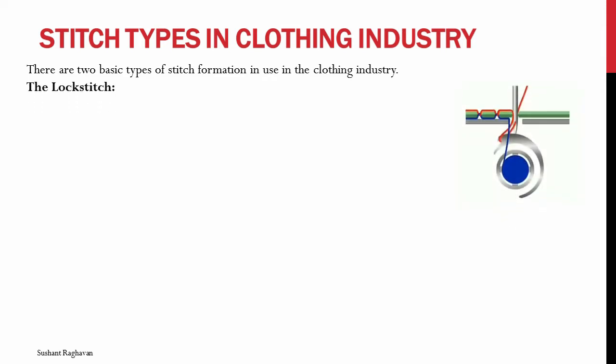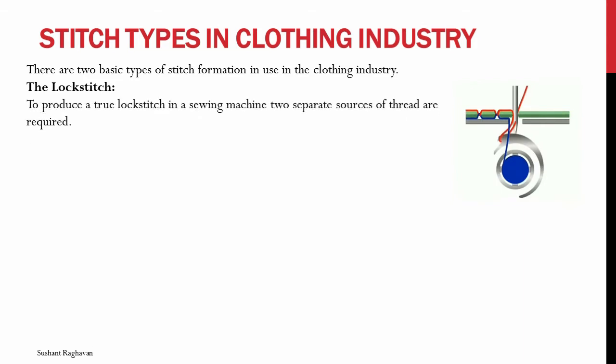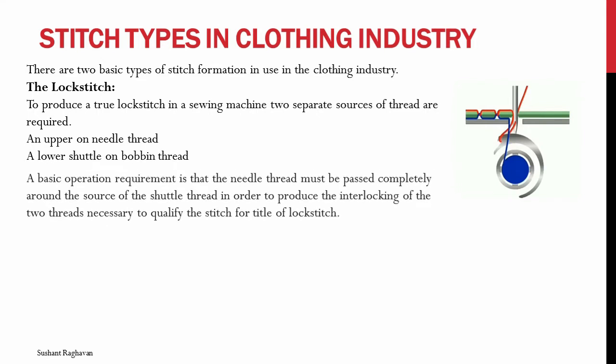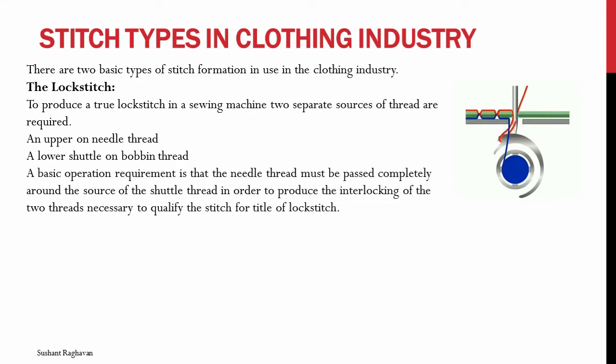The lock stitch. To produce a true lock stitch in a sewing machine, two separate sources of thread are required: an upper or needle thread, and a lower shuttle or bobbin thread. A basic operation requirement is that the needle thread must be passed completely around the source of the shuttle thread in order to produce the interlocking of the two threads necessary to qualify the stitch for the title of lock stitch.